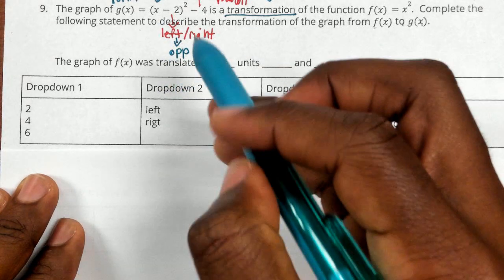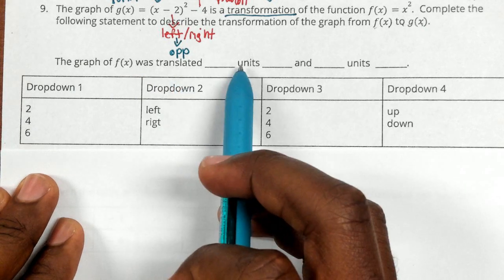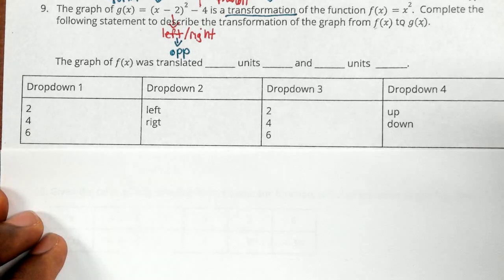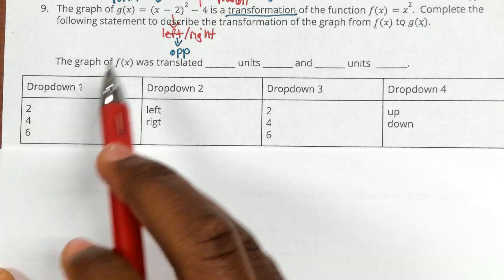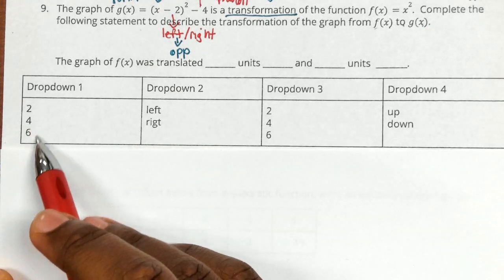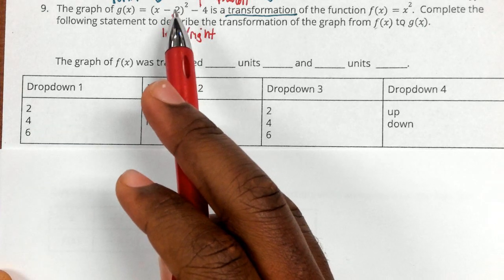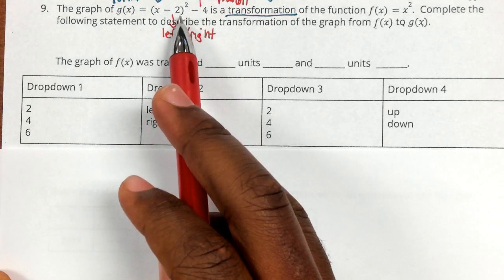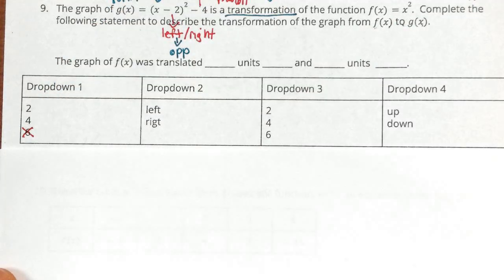So it says the graph of f of x was translated what? The first drop down wants us to find out how many units. We see 2, 4, and 6. Well, I only see a 2 and a 4 in my equation, so I know the 6 will never be that answer. So it can't be 6. It has to be either 2 or 4.